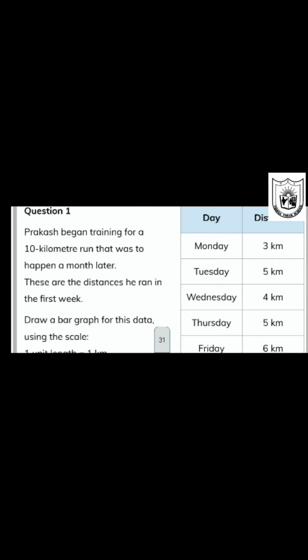Prakash began training for a 10 kilometer run that was to happen a month later. These are the distances he ran in the first week. Draw a bar graph for this data, using the scale 1 unit is equal to 1 length.